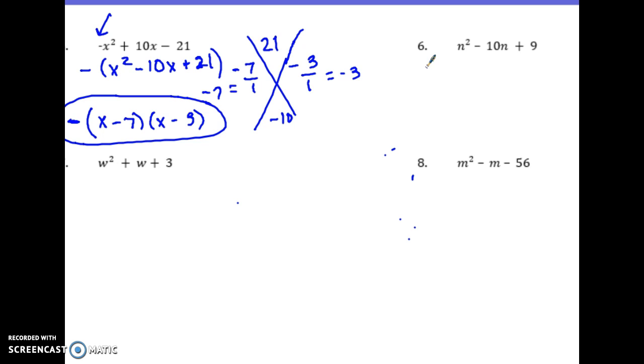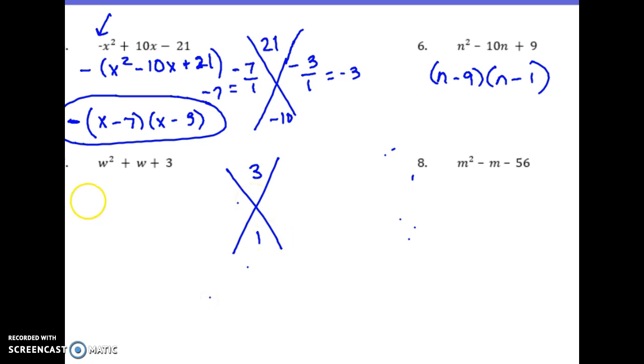All right, so number 6, you should have gotten n minus 9 times n minus 1. Number 7 is actually an example of once you do this, you've got 3 and you've got 1. Well, there's no two numbers that you can multiply to get 3 that will add up to 9. And I should have given you guys this example if you got stuck. So this would be an example of a prime. Okay, so prime polynomial.